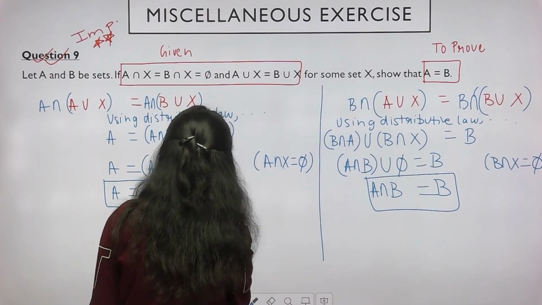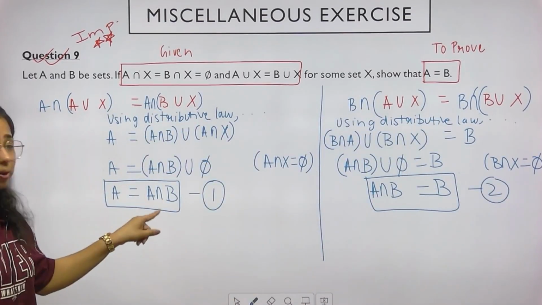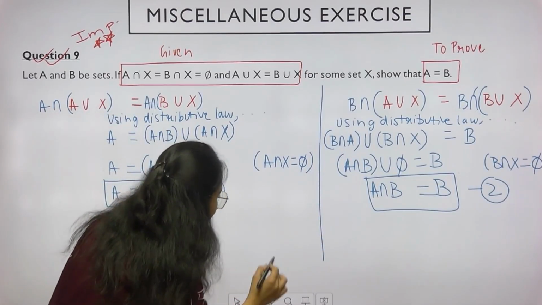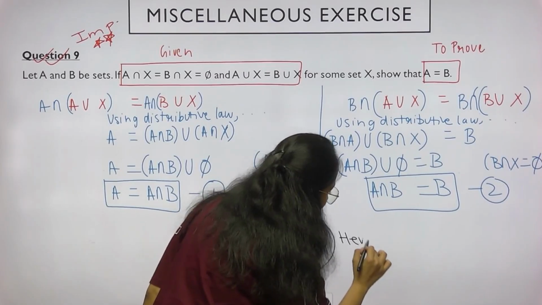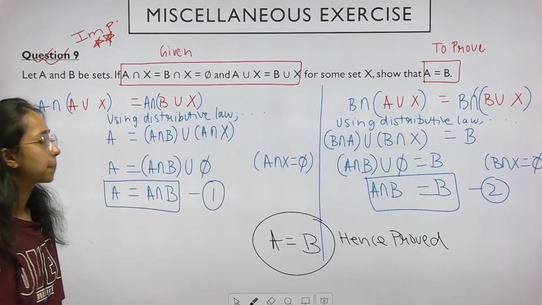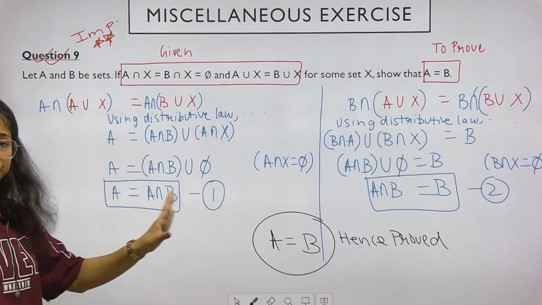So we have statement 1 and statement 2. A is also A intersection B and B is also A intersection B. So clearly we can say that A is equal to B. Hence proved. I hope this method is clear to everybody.